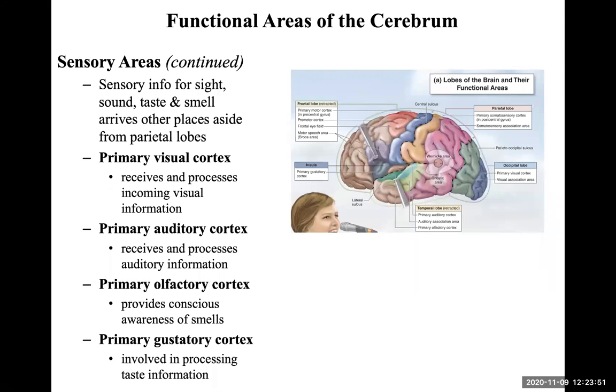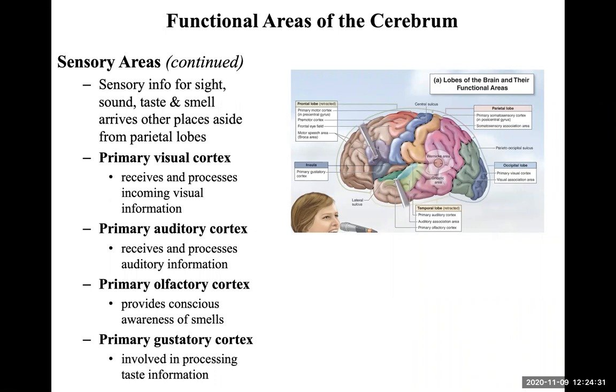So, primary visual cortex, that is the occipital lobe. The occipital lobe is where information that comes in, ultimately from the retina, is taken to the occipital lobe, and then that information is associated in the visual association area, which again, you can think of these association areas as kind of being memory storage facilities for these particular parts of the brain.